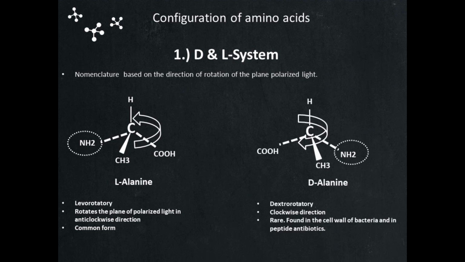Second, we have the D form, D-alanine, which is dextrorotatory, which means that the D-alanine rotates the plane of polarized light in the clockwise direction as represented by the arrow. And these forms are rare in nature and are usually found in the cell wall of bacteria and in the peptide antibiotics.